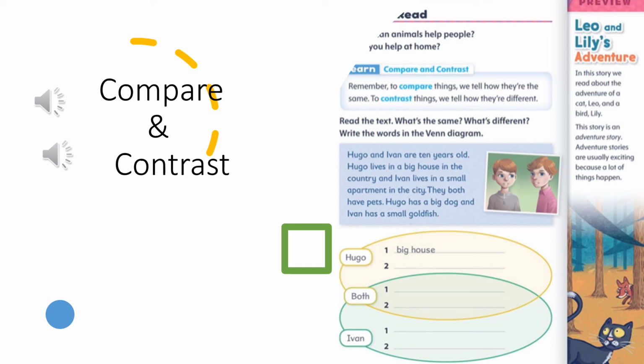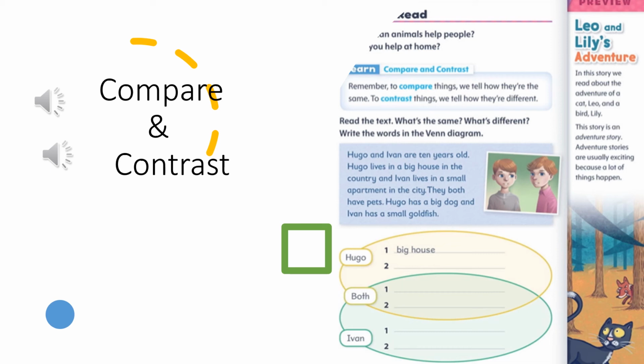Okay, students, let's read the text once again and fill up the Venn diagram below. While we read this text, whatever is the same in both, we will write down in the both column. Whatever is different, we will write down in the Hugo and Ewan columns. Understand? So let's read the text. Look at the text, all of you, put your finger on each word and keep your pencil ready as well.